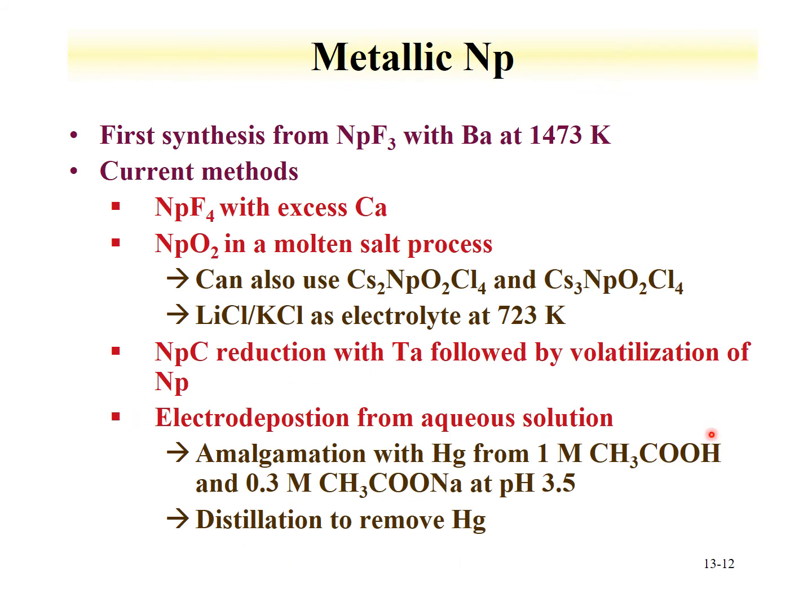Work has also been performed in the laboratory on using mercury, making amalgams of neptunium. This also works with uranium and plutonium from an acetic acid solution, and then the mercury can be distilled to produce pure metal.